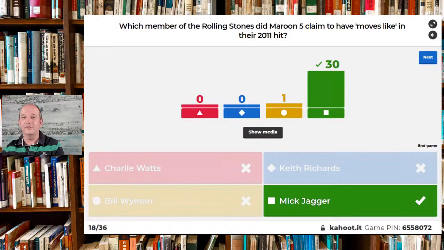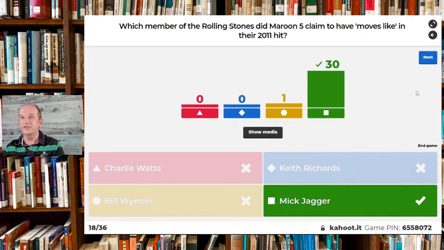Wow, everyone got in really quick there. I didn't do that, so not quite sure why that question finished so quickly. Mick Jagger is the correct answer. Well done to everyone who got that right, 30 of you. Apologies if the question finished quickly, otherwise you either knew it or you didn't. So there we are. Mick Jagger had moves like Jagger in the song.